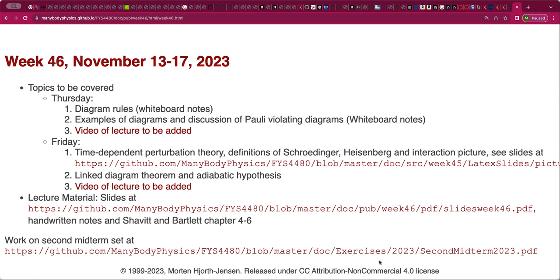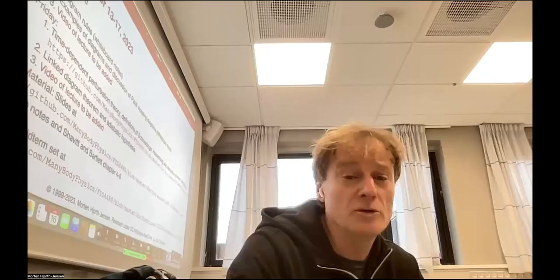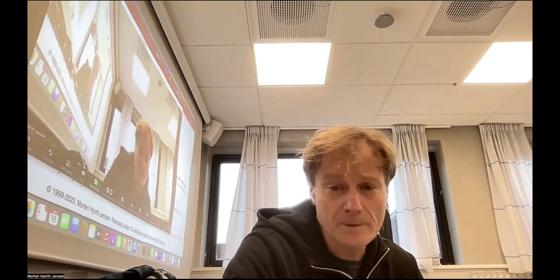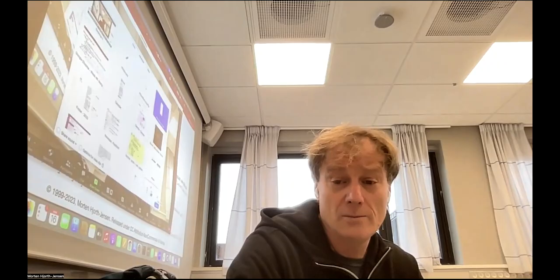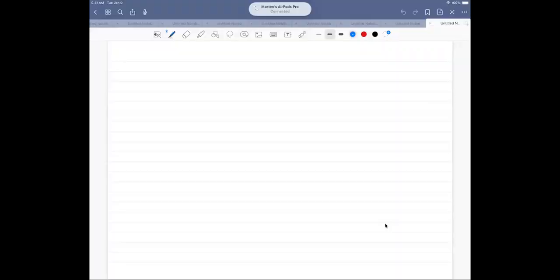Okay, so I'm going to switch over to the whiteboard, because these are notes which I haven't put into a nice LaTeX format, except for the slides which we have for tomorrow. But let me say something now about the diagram rules. So last week we looked at examples. Now we are going to summarize this into a set of rules which can be used to analyze terms in many-body perturbation theory.